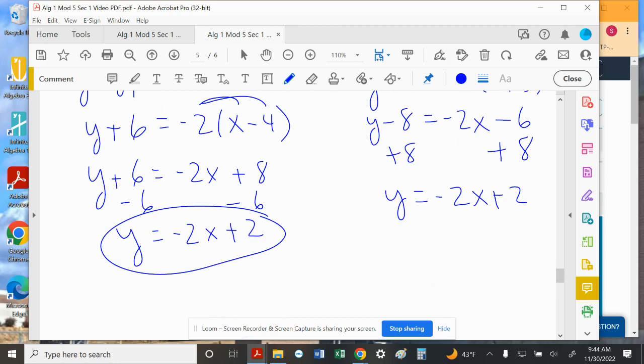So notice it didn't matter which point I plugged in. I get the same answer for both of those. But you don't have to do that on a test. You just have to plug in one of the points and get the answer. And next we'll move on to the last type of problem for the section, and then we're done.